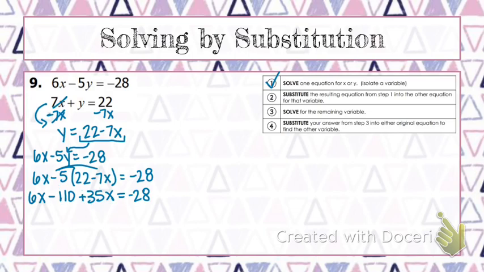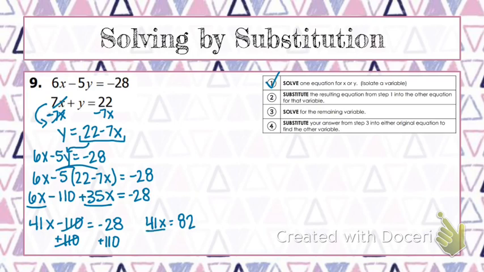Now we're going to combine like terms. 6x plus 35x is 41x. Bring down the minus 110 equals negative 28. Then we are going to add 110 to both sides. This equals 0, and so we're left with 41x equals 82. And when we divide both sides by 41, we get x equals positive 2. So we have substituted and now we've solved.